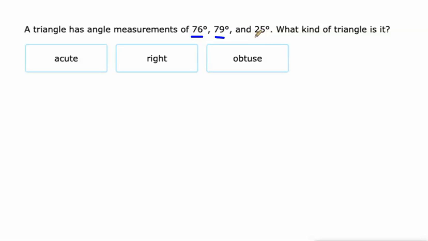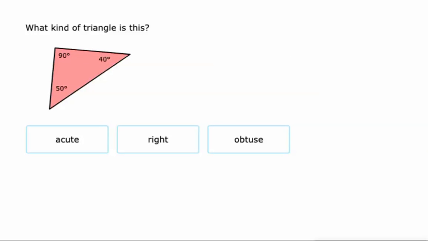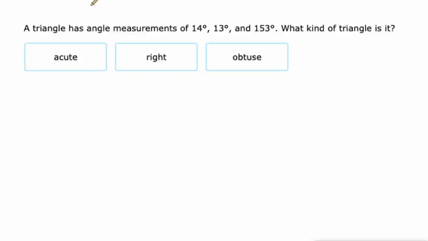All right, all three of these are less than 90 degrees, so we would call this an acute triangle. So an acute triangle has all the angle measures in the triangle less than 90. Whereas this one, which has a 90-degree angle, we call that a right triangle because it contains a right angle. Right angles equal 90 degrees. This one, what's key here is the 153-degree angle, and since that's greater than 90 degrees, it can't be an acute triangle. We call it an obtuse triangle.